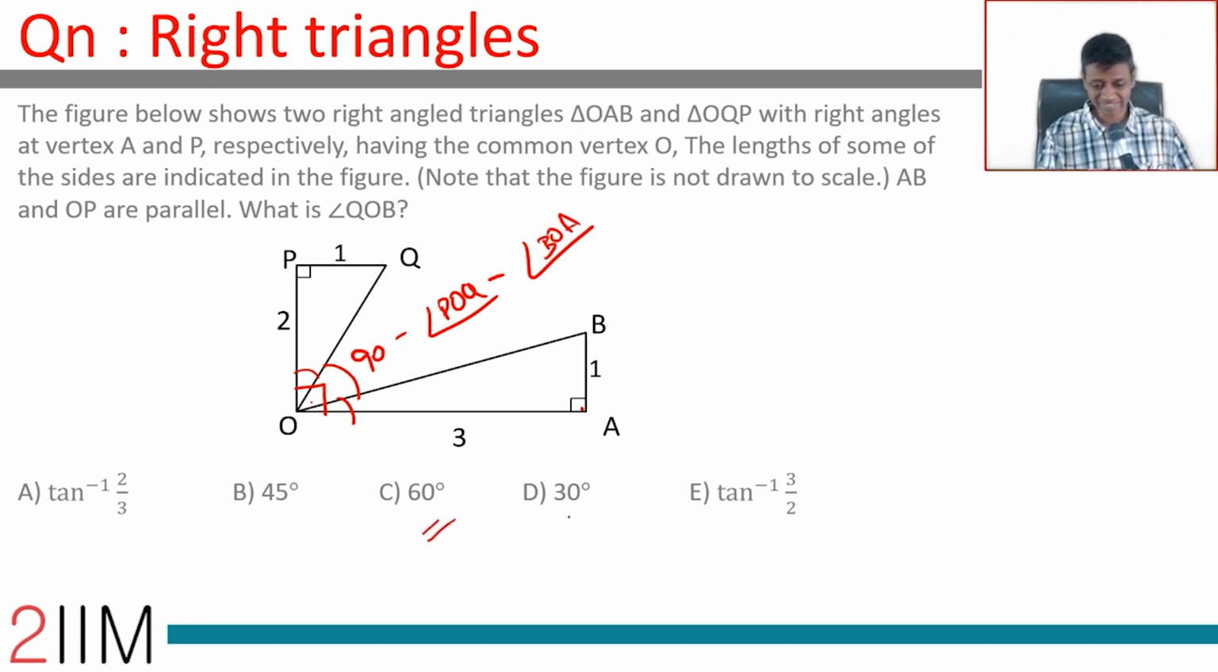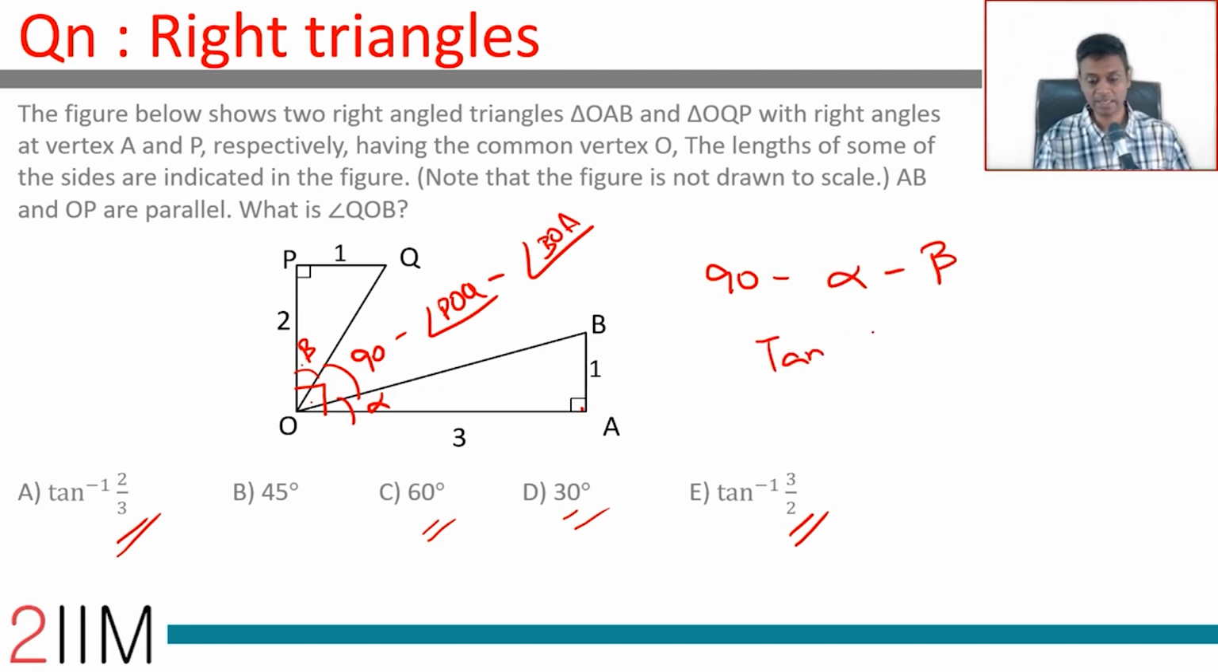There's some 60 degree, some tan inverse mentioned. Good chance that we are using some trigonometry. BOA, we're going to call it alpha. This we're going to call beta. We're looking at 90 minus alpha minus beta. Tan alpha is 1 by 3. Tan beta is 1 by 2. That's it. We're done. We can answer this question merrily using some trigonometry.